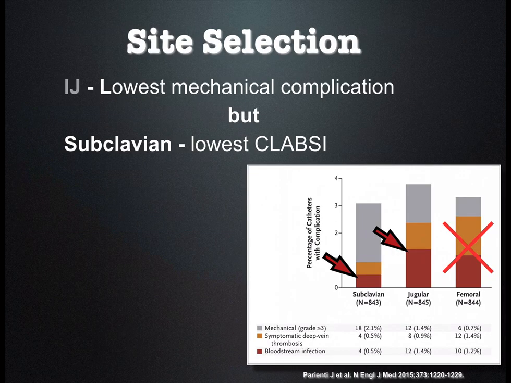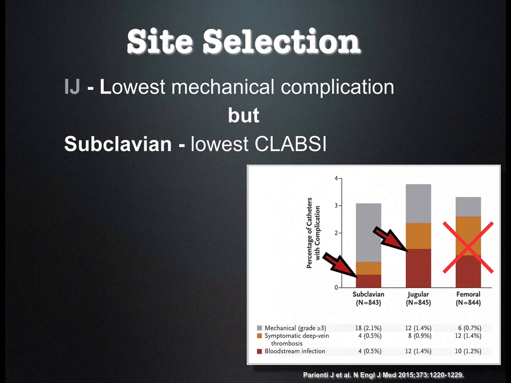So when you're thinking about site selection, again, the subclavian is the lowest for central line associated bloodstream infections because it's the easiest to take care of. It's away from the drool line. The dressing lies flat on the chest, and so it's easy for the nurse to maintain.